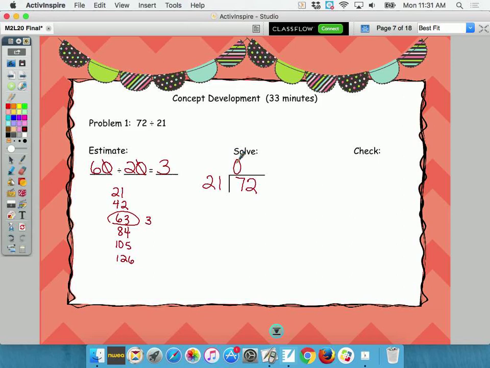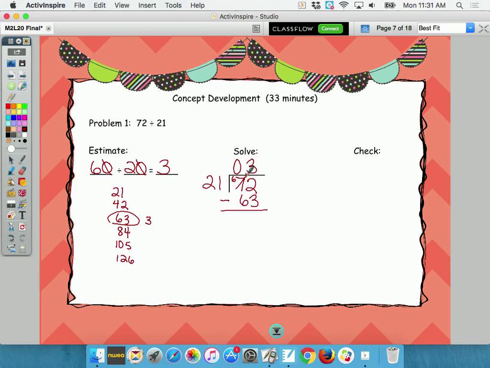What number did we say we were going to try? A 3. Now the nice thing about skip counting is the multiplication's already done for us. So Aubrey, what's the answer to 3 times 21? We circled it, didn't we? Okay. So now all you have to do is subtract. And by the way, there's regrouping in every single problem.